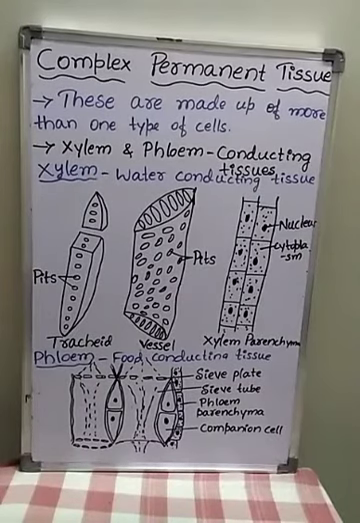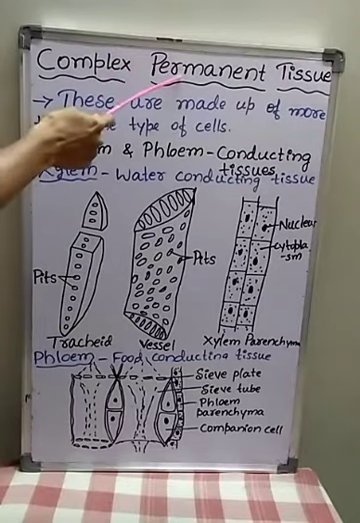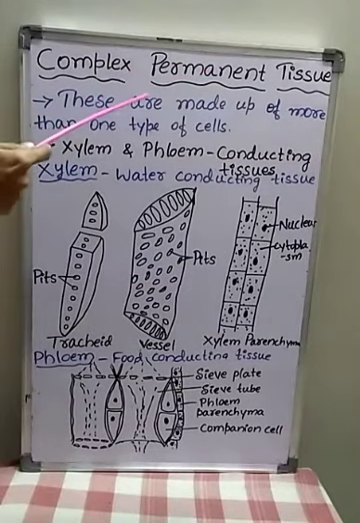Hello students. In the last class we discussed protective tissues such as epidermis and cork. In this class, let us discuss complex permanent tissue.